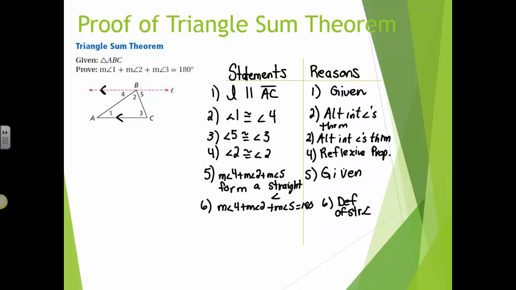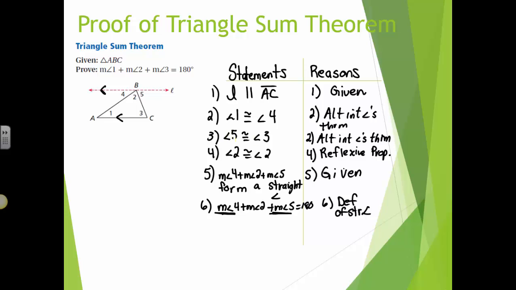Definition of a straight angle. All right, so we're almost there. The only thing I want to do now, I'm trying to prove that 1 plus 2 plus 3 equals 180. So somehow I want to get 4 out of there and I want to get 5 out of there. So I'm going to go right back up to these statements, and I might not finish this proof off.